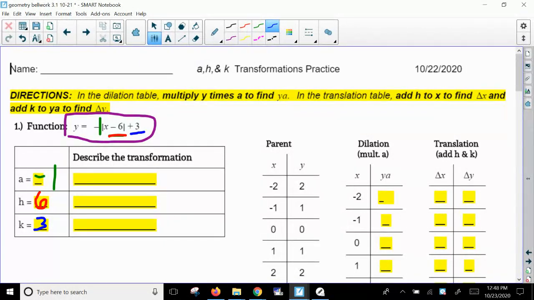For the transformation, since A is negative, that means it's going to flip. Flip means reflect. The 1 does not make it compress or stretch because it's the parent graph. So the negative made it flip. So reflect is flip. H is 6, that means it went to the right 6. And then K is 3, so that means it went up 3. Okay?